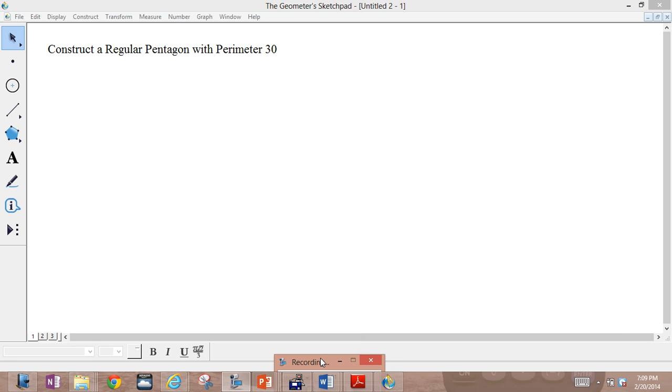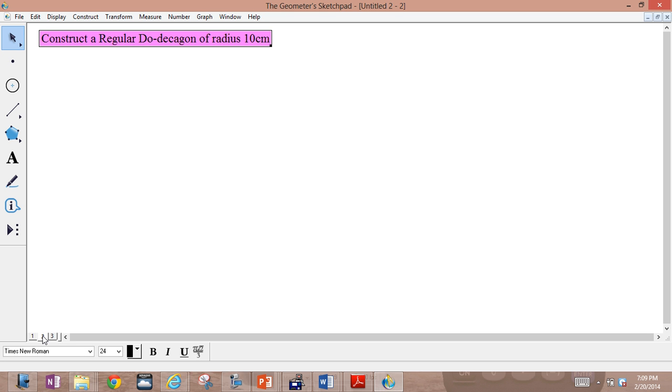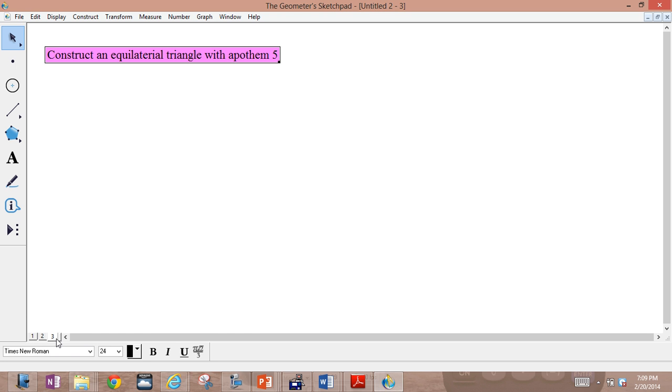In this exercise, we're going to demonstrate how we can construct a couple of regular polygons by a couple of different methods, according to what information is given. First, we're going to construct a regular pentagon, a five-sided figure, of perimeter 30. Next, we want to construct a regular dodecagon of radius 10 centimeters. And lastly, we want to construct an equilateral triangle of apothem 5. Okay, so let's see how we proceed with that.